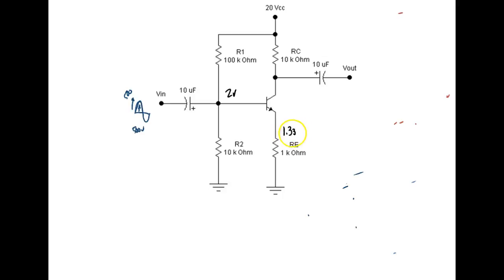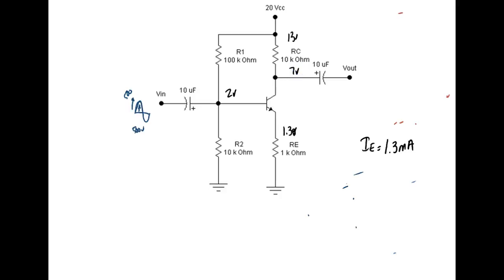1.3, Rich. My IE is equal to what? 1.3 milliamps, right? Are we okay? Okay. This guy right here is dropping 13 volts. So it leaves us with 7 volts right there.